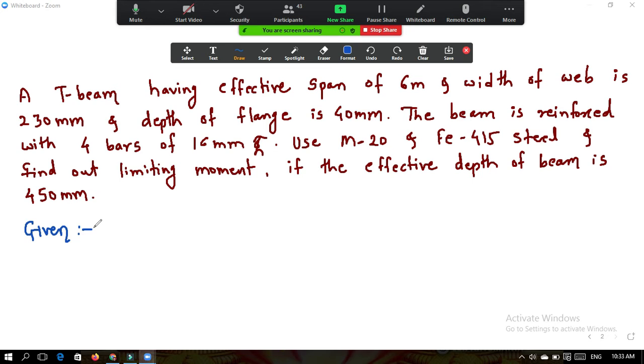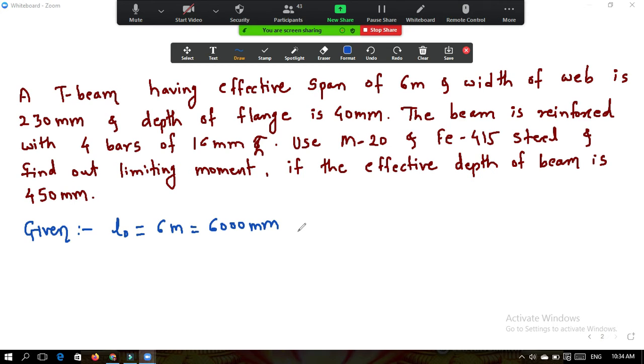So the given quantities are, first they have given us the effective span. So L0 or L, whatever you want to say, you can put the notation over here, L or L0. It is nothing but span. So it is 6 meter, which is equal to 6000 mm. Effective span means the length of that beam is this much, 6 meter.